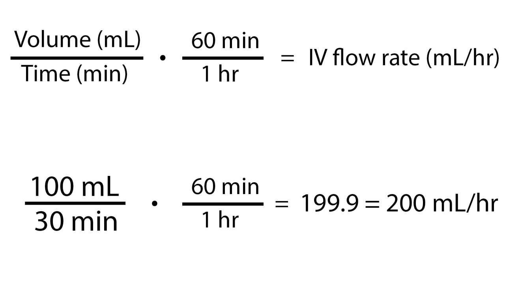If you need to set this up on an IV infusion pump, use the formula volume in mL divided by the time in minutes, multiplied by 60 minutes over 1 hour. This equals the IV flow rate in milliliters per hour. Using this formula, 100 milliliters divided by 30 minutes times 60 minutes in 1 hour equals 199.9, rounded to 200 milliliters per hour.